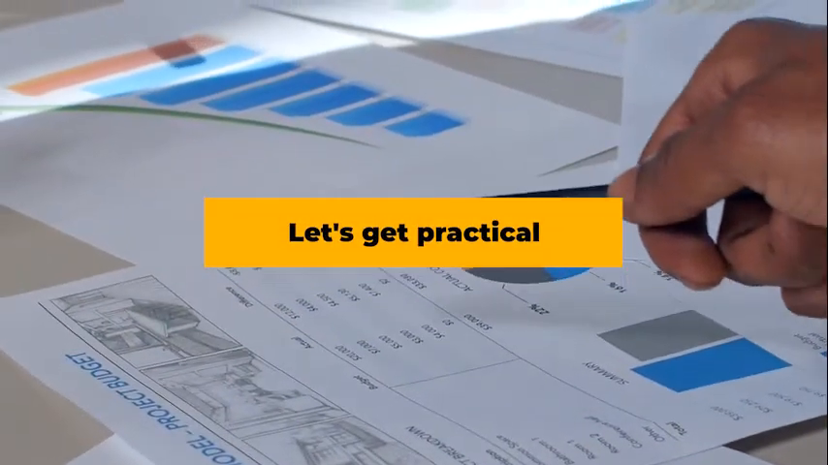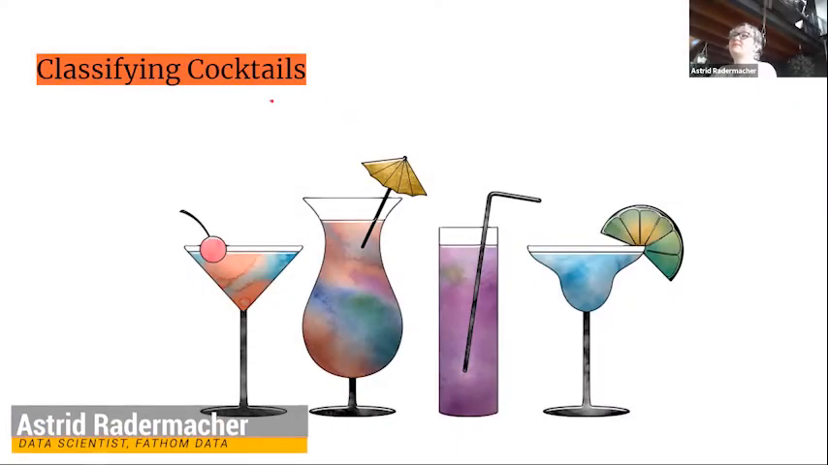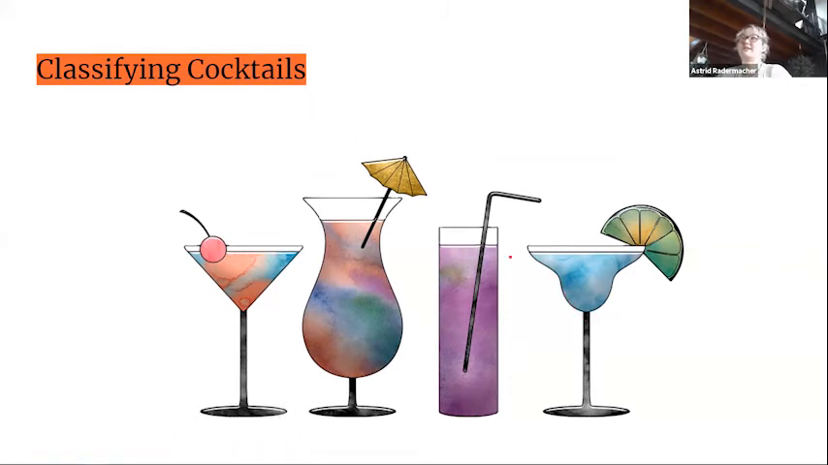Cool, so let's get practical. I'm going to hand over to Andrew shortly. Basically what we're going to be doing today is a classification exercise. So we'll be classifying cocktails, a cocktails data set.